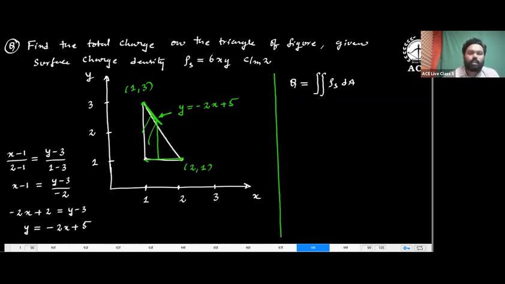Hope you would have learned all these things in your mathematics. It is just a recapitulation. So here, charge Q is equal to, it is in the XY plane. Differential area is dx dy.